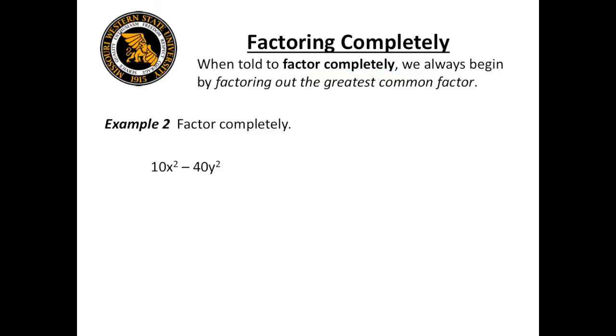In example 2, we're given a binomial. As before, since we're being told to factor completely, we must be sure to factor out the greatest common factor first. Looking at the two terms in our binomial, we notice that each term is divisible by 10. So we can divide out a 10, leaving behind x squared minus 4y squared.